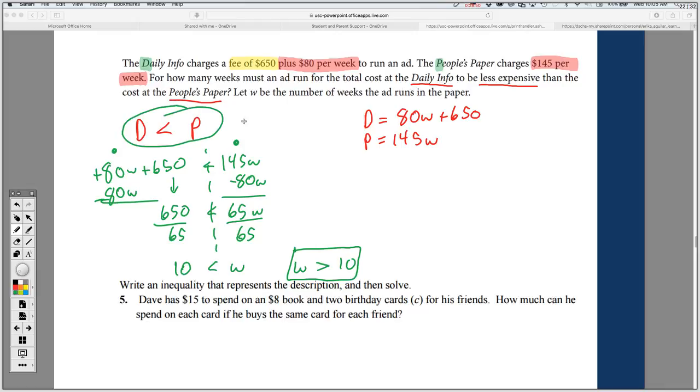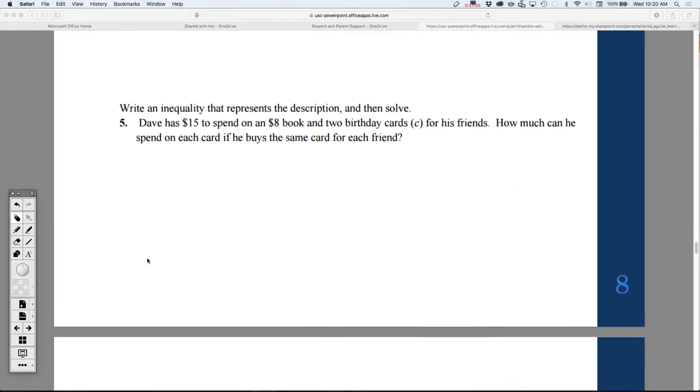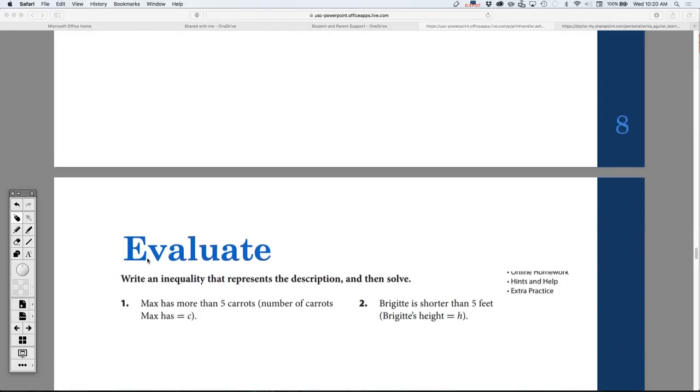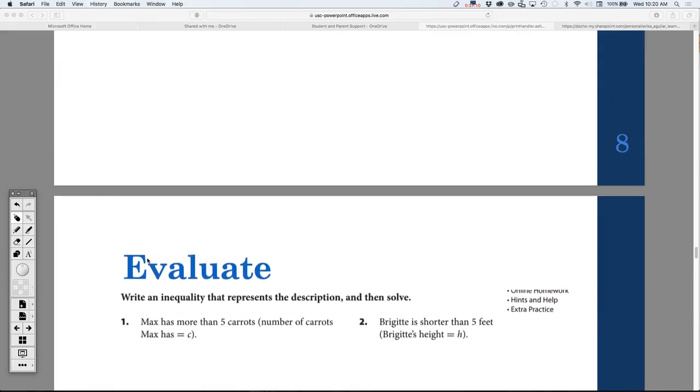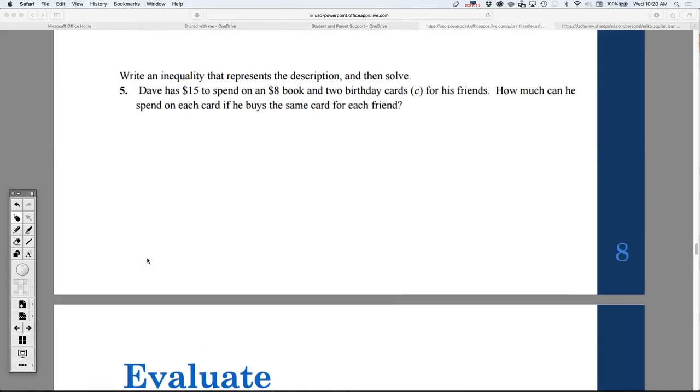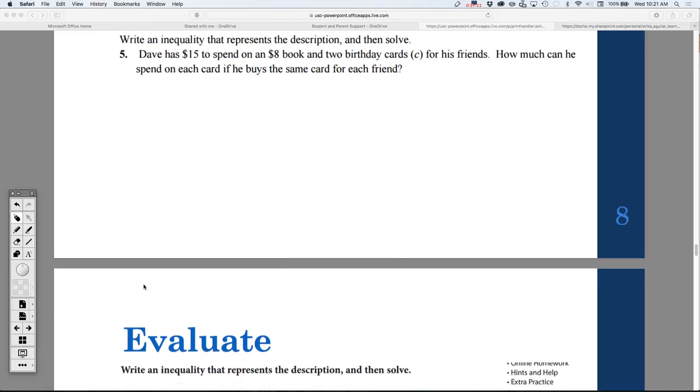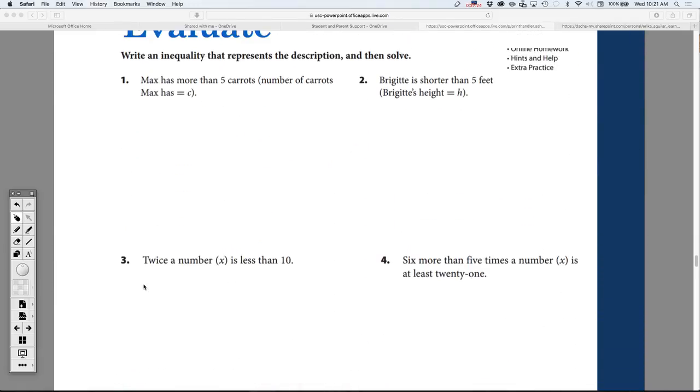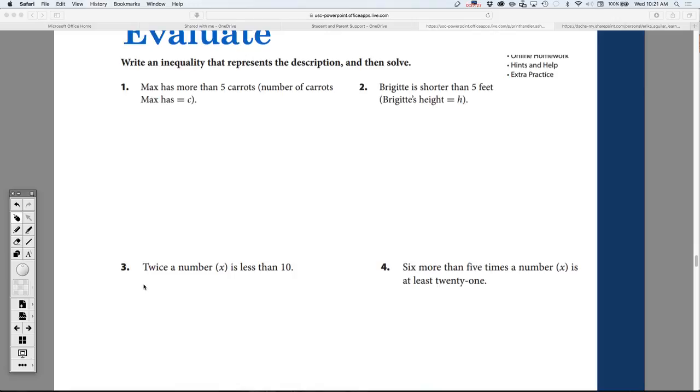Okay, let's see. I'll leave number 5 for you guys to do on your own. We'll check those later, or check it with each other. I think we've done enough practice on this one. So let's go to evaluate. All right, number 1, Max has more than 5 carrots. Number of carrots Max has is C. Bridget is shorter than 5 feet. Use the height. All right, so go ahead and try to do these 4 problems.